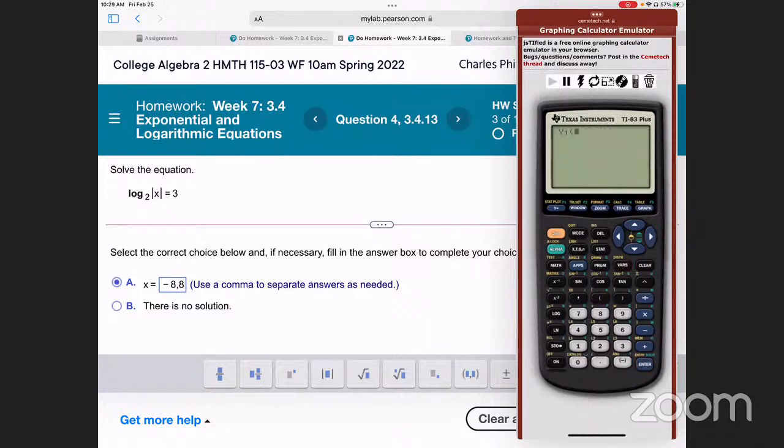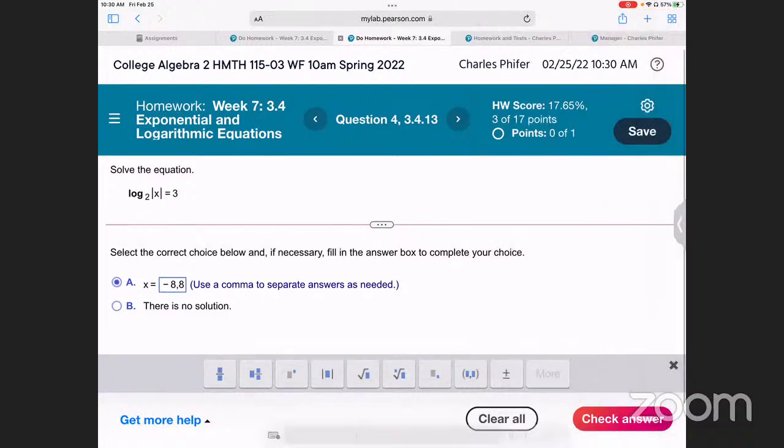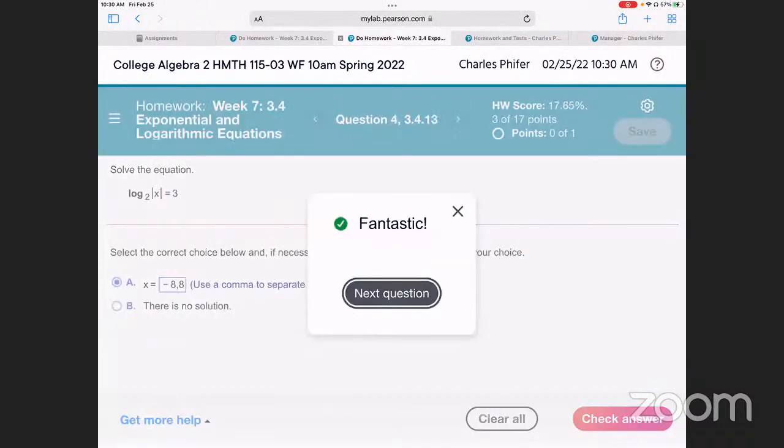Now let's test if we put in negative 8 on the left-hand side, the output should be 3. So I'm going to go ahead and do my negative 8, and then go ahead and test my positive 8. I'm going to go with it. We're going to check the answer. You saw me do something like this.